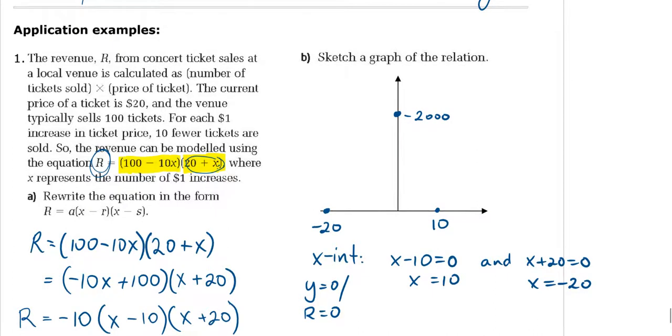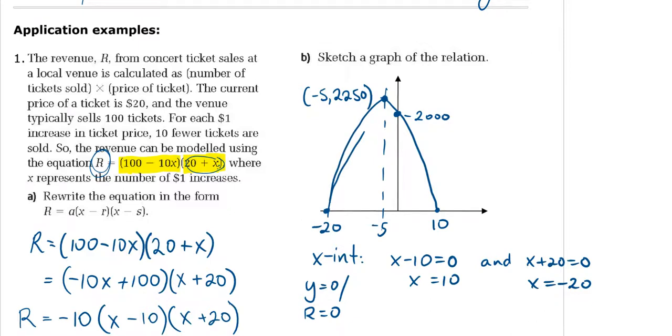So here we go. Let's say somewhere about, let's see, right here. There's my axis of symmetry at negative 5. My vertex point will be a little bit higher than 2,000 here at negative 5 and 2,250. I can sketch my parabola. There we go. Okay, let's follow it up with part C.